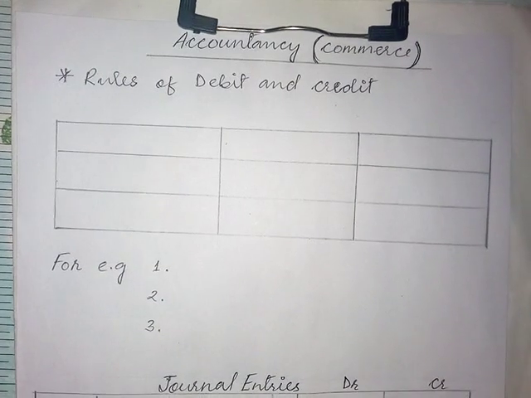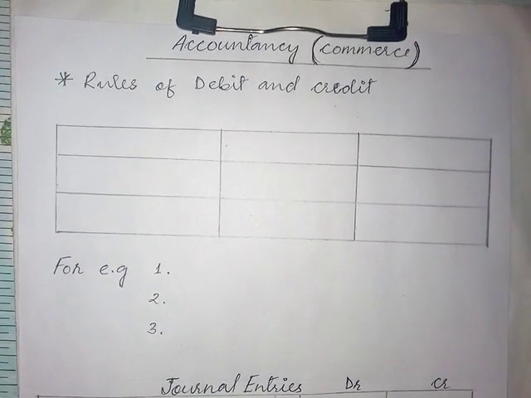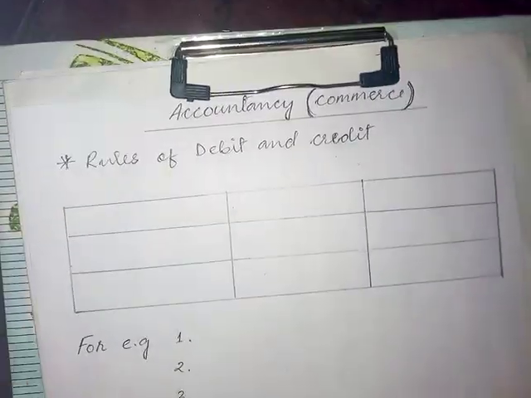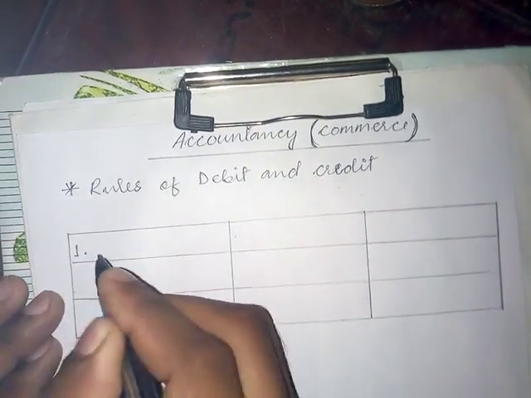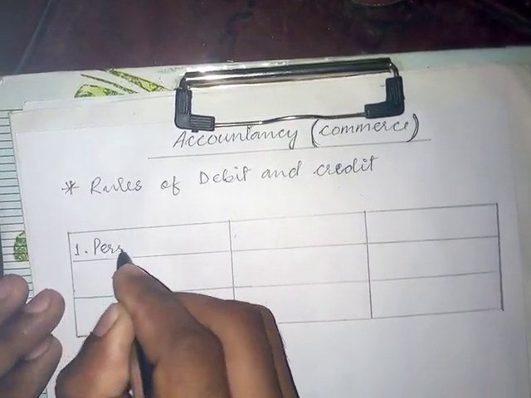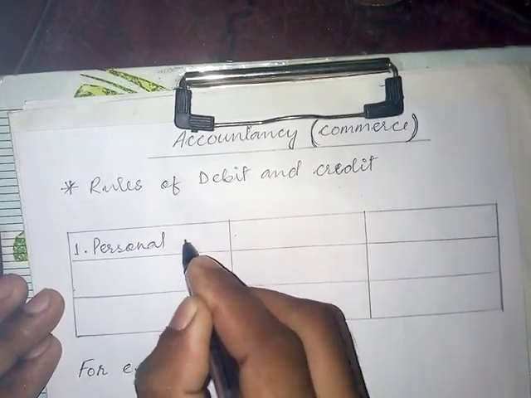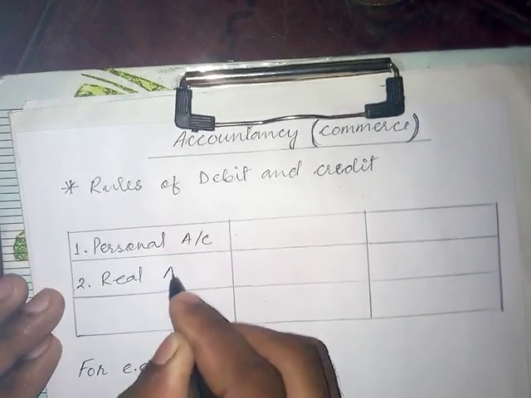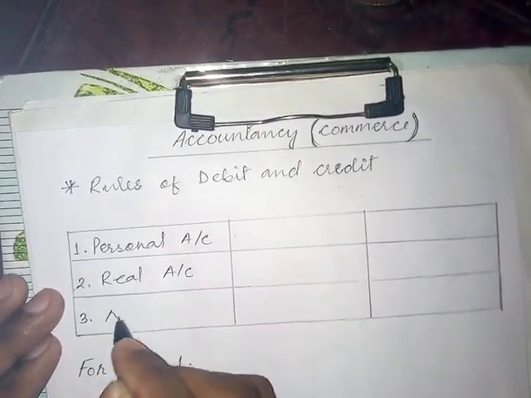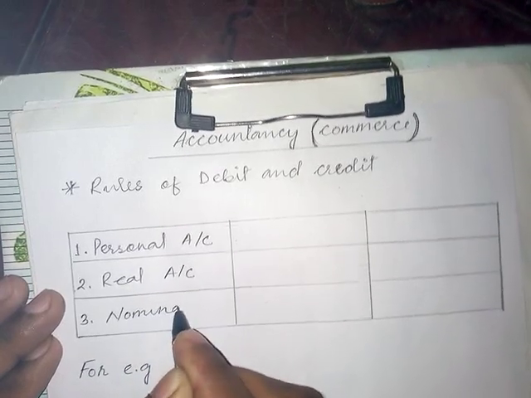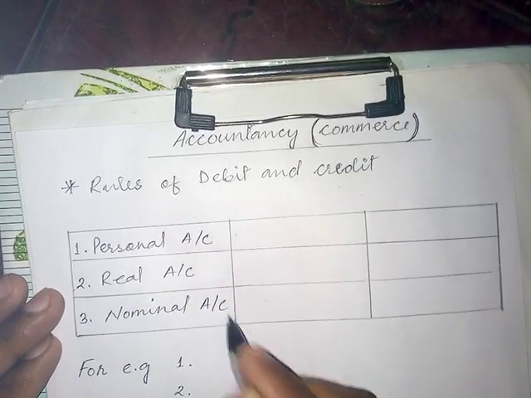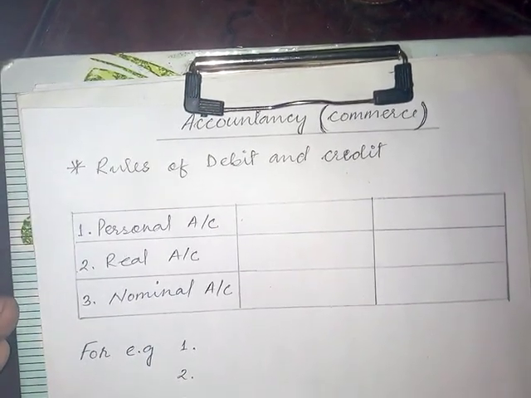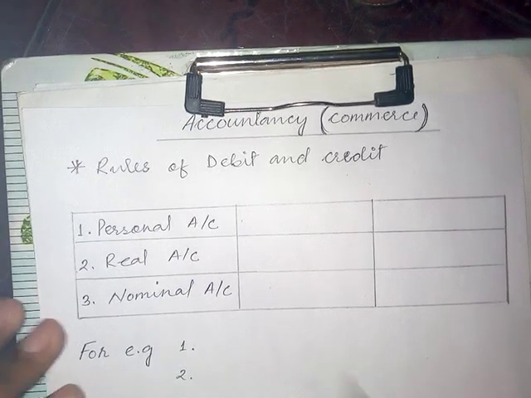It's a subject of commerce. So here at first we learn the rules of debit and credits. Debits and credits have different rules in different accounts. These are the names of the accounts, or you can say the types of accounts. So debit and credit rules are different in different accounts.